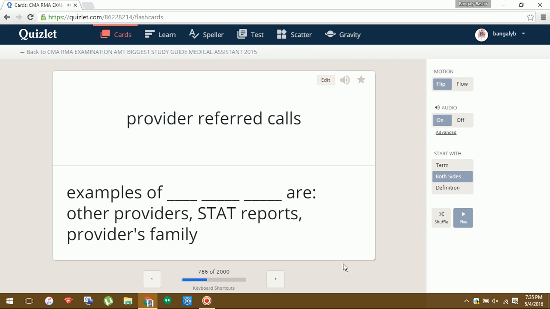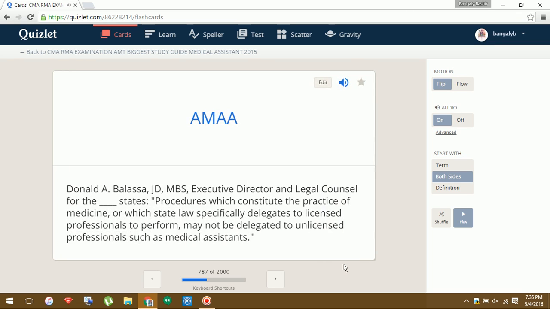Provider-referred calls. Examples of provider-referred calls are other providers, stat reports, provider's family. CMA. Donald A. Balessa, JD, MBS, Executive Director and Legal Counsel for the state boards.